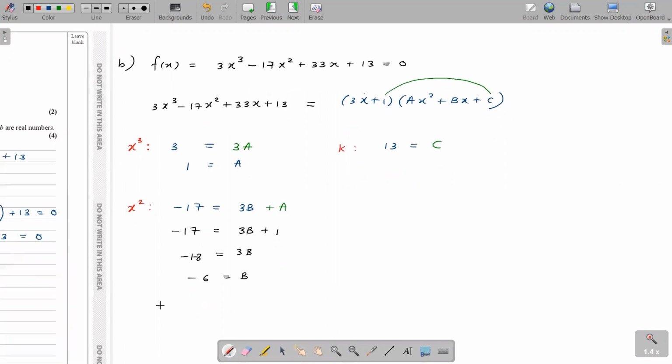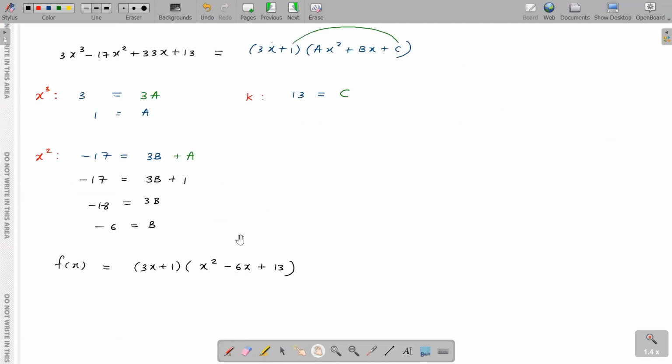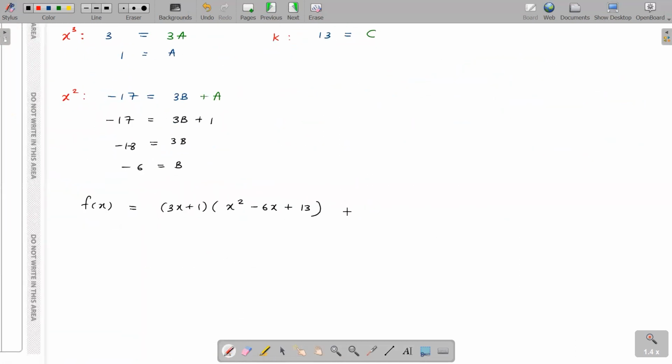So that means my f(x) is equal to (3x + 1) times (ax² + bx + c). A is 1, b is minus 6x, c is plus 13. Okay, so this is the quadratic factor. Then they ask you to find the other two roots of this equation in the form a plus ib. So the other two roots, we have to solve the quadratic equation.